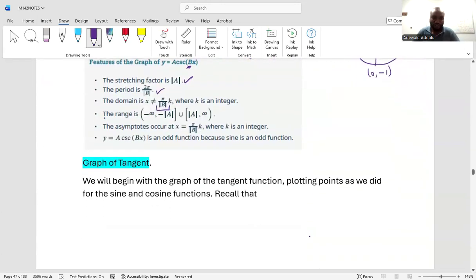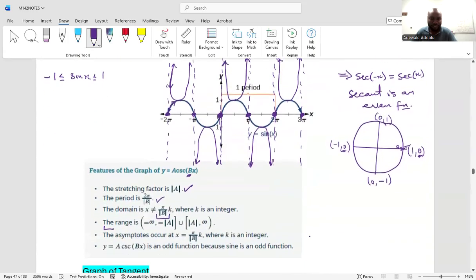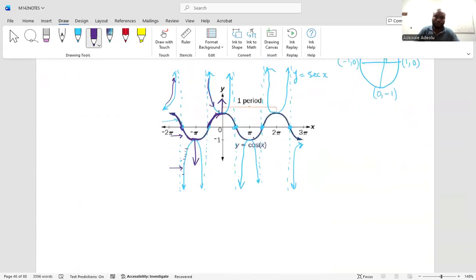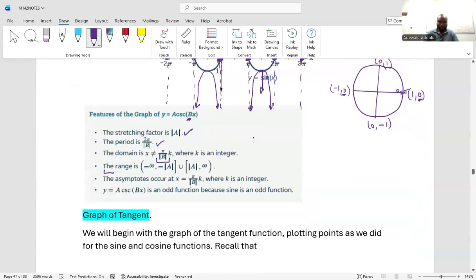Okay, so the range, like I explained in the case of secant, we also have that it behaves like this. So from here upward and from here, oh no, downward. So yeah, that's okay. And now the asymptotes I just talked about, the points where sine is 0 that we need to remove.